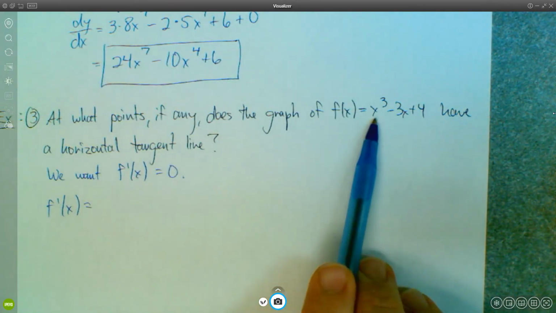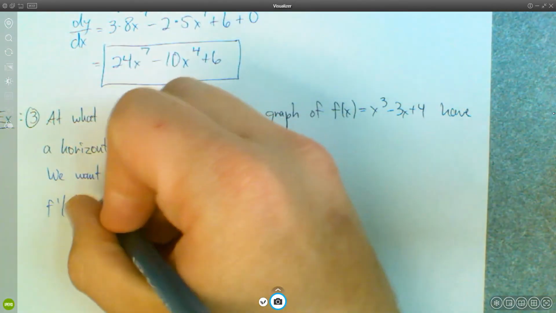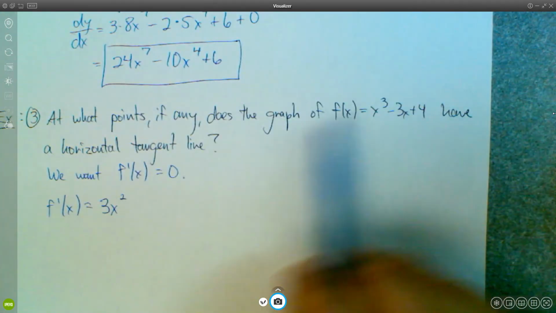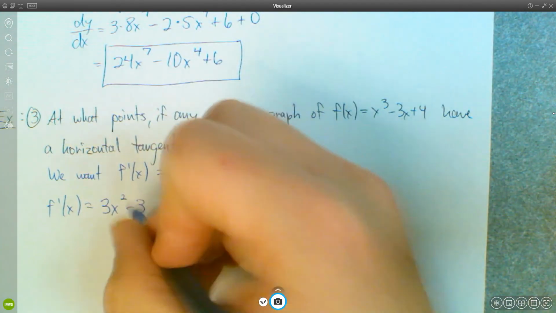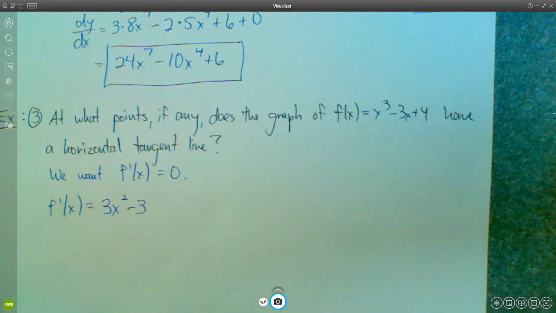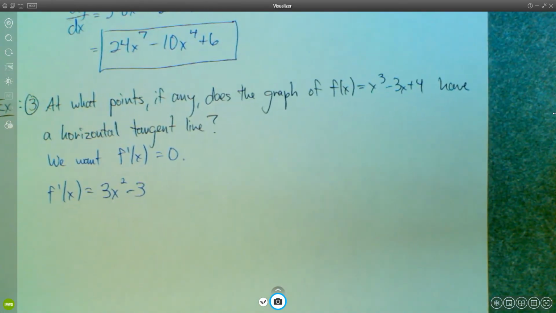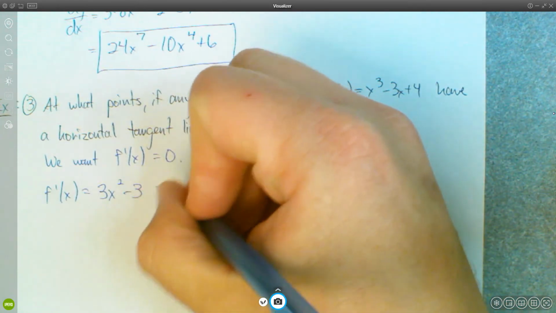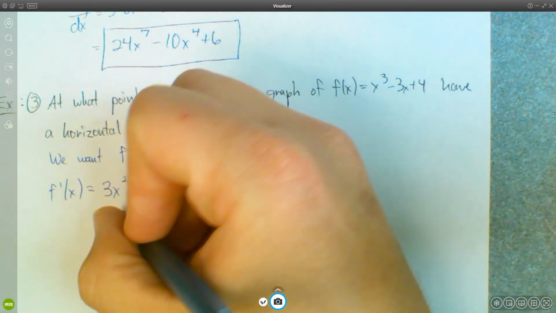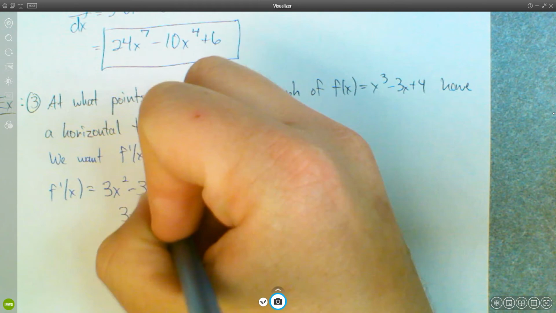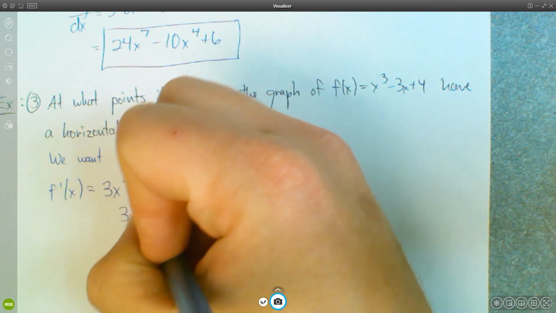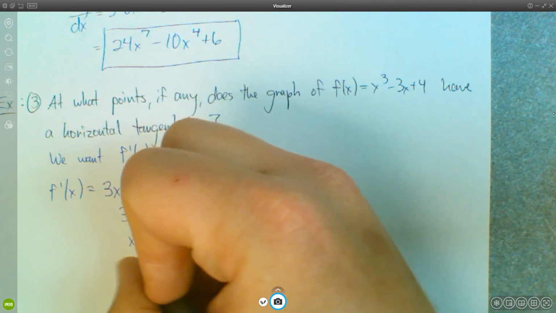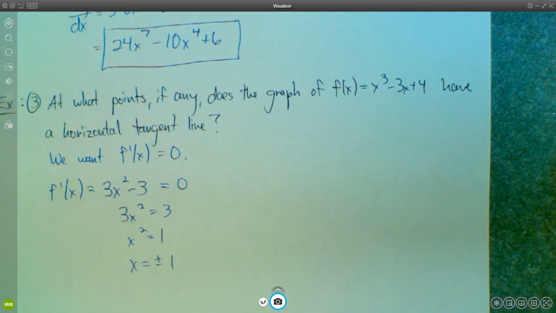It would be 3x squared minus 3 plus 0. So I'm just going to say 3x squared minus 3. And now we want to set that equal to 0 and solve for x. So we would get 3x squared equals 3, x squared equals 1, x equals plus or minus 1. There you go.